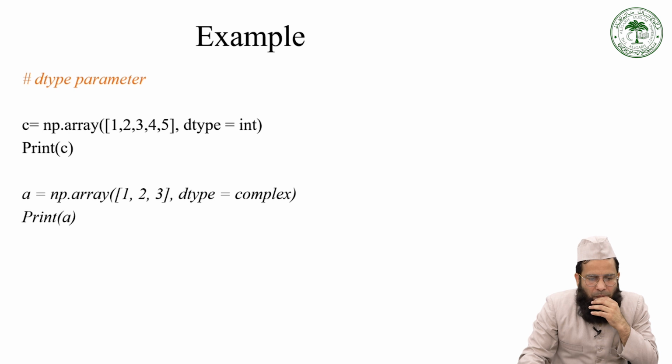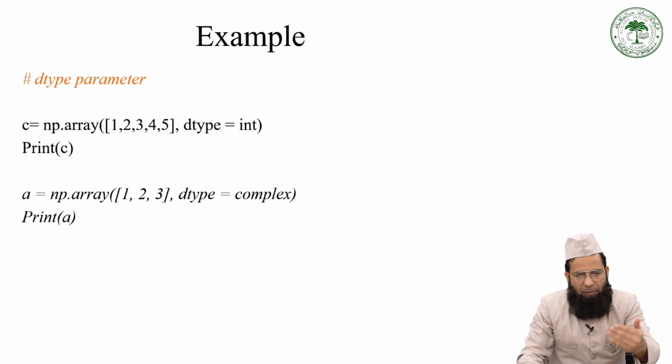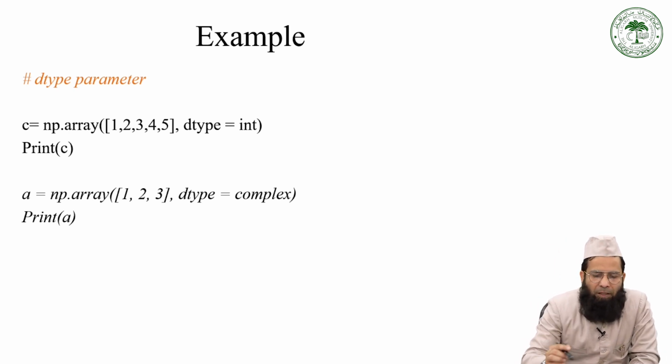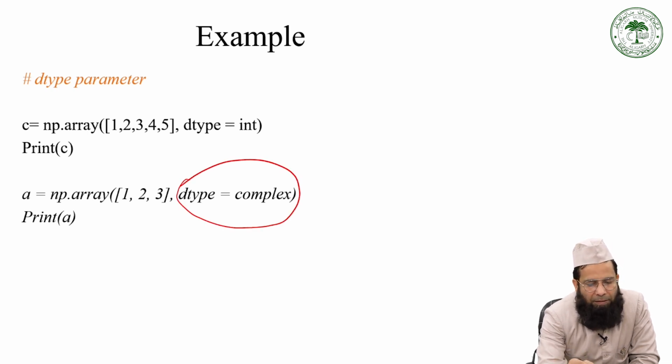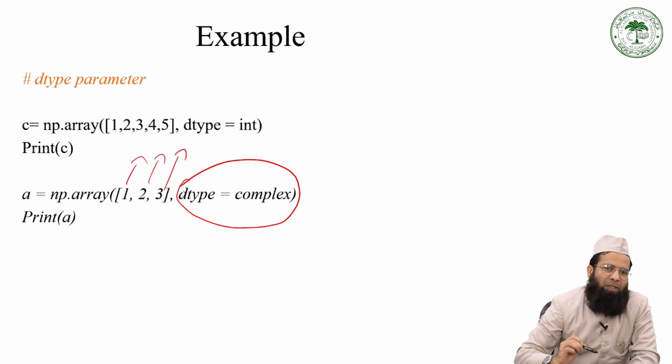So there are certain examples here in this slide. You can see here, if I am using data type as complex, then all these numbers would be automatically converted to complex numbers. So all the elements would be complex numbers.